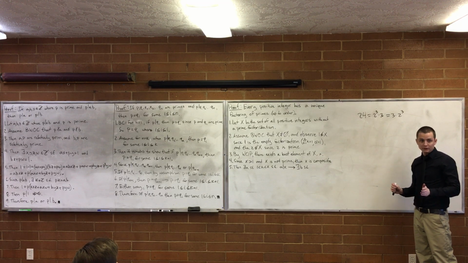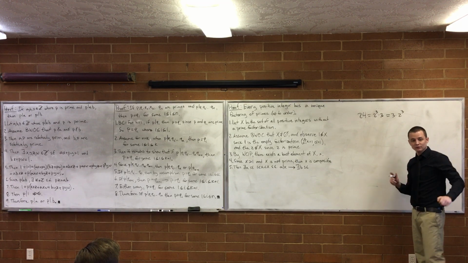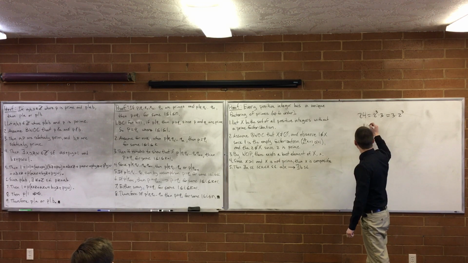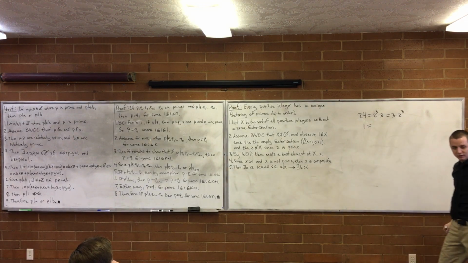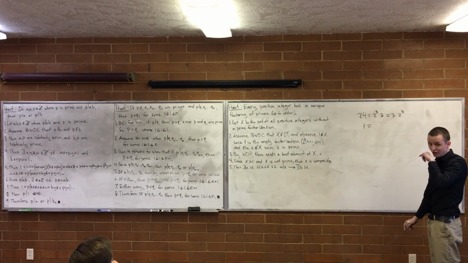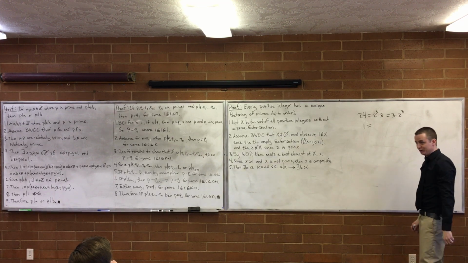Now there's one case that you should be thinking, like, wait, what about 1? What's the prime factorization of 1? It doesn't have one? It does. Because it's not a prime number. No, it's not a prime number. But it has a unique prime factorization.